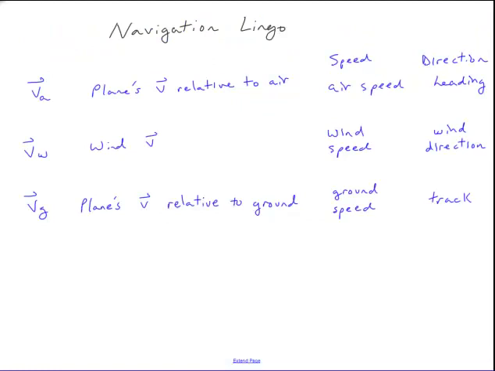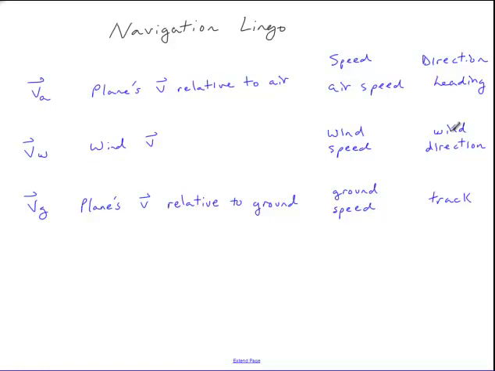Okay, so the second type normally involves airplanes, and we can use these subscripts, though you don't have to. So VA is the plane's velocity relative to air. We call that airspeed, and their direction is heading. VW is the wind velocity. We call it wind speed and wind direction. It's pretty obvious. And VG, that's the plane's velocity relative to the ground. We call that ground speed, and the direction is track.